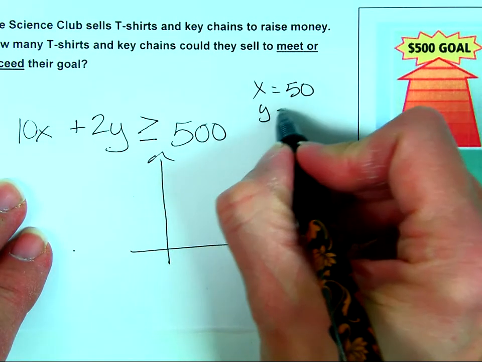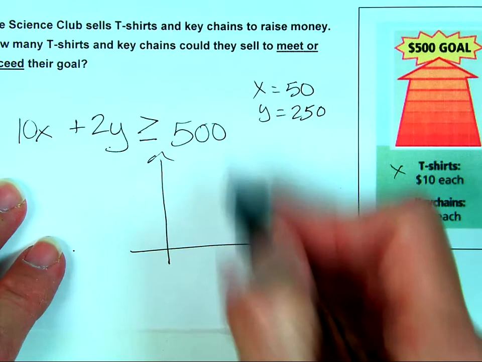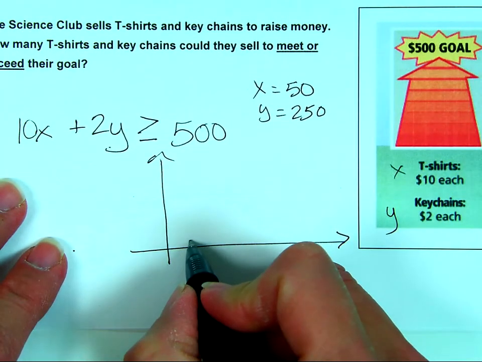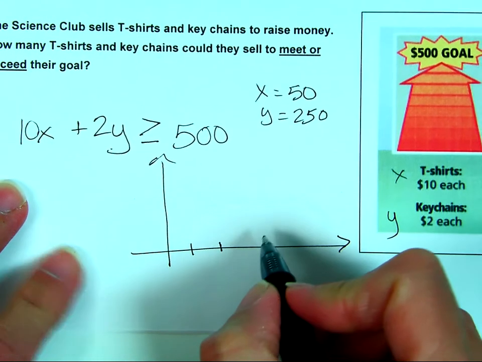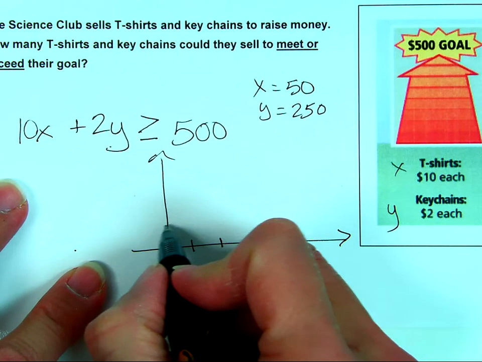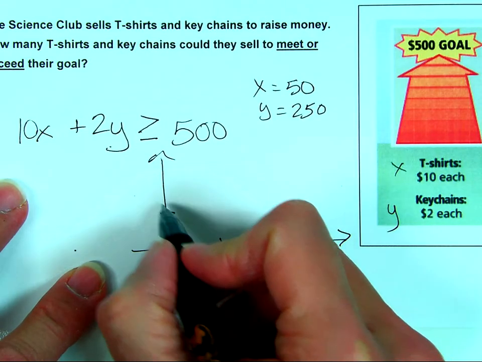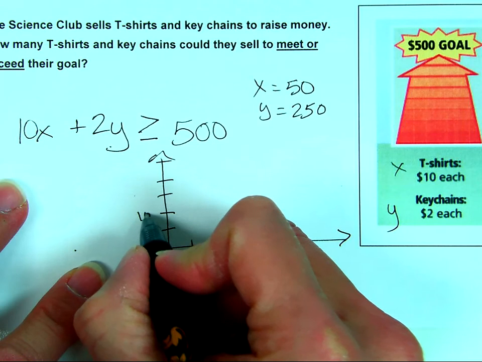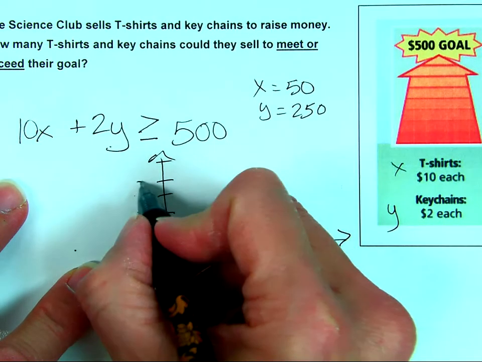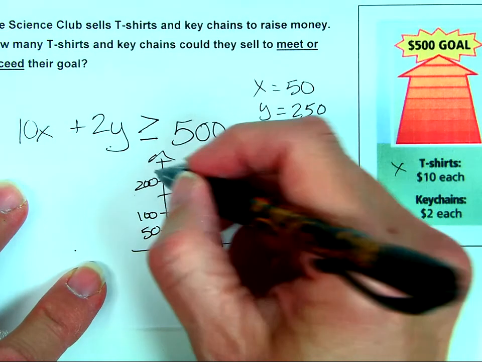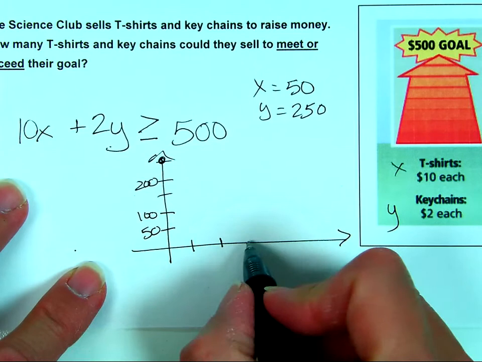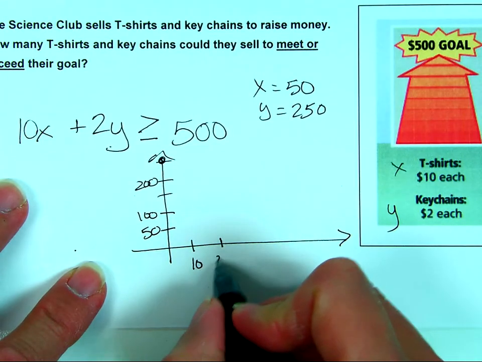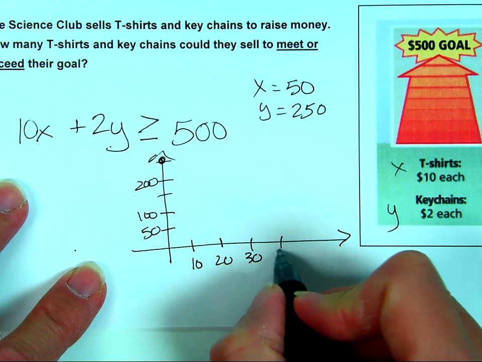I like to find that first because then I know what to count by. So I'm going to count by 50s on the y-axis, up to 250. If you don't count by ones, you always want to show what you're counting by. My y-intercept is 250, and my x-intercept is 50. So I'm going to count by 10s: 10, 20, 30, 40, and 50.